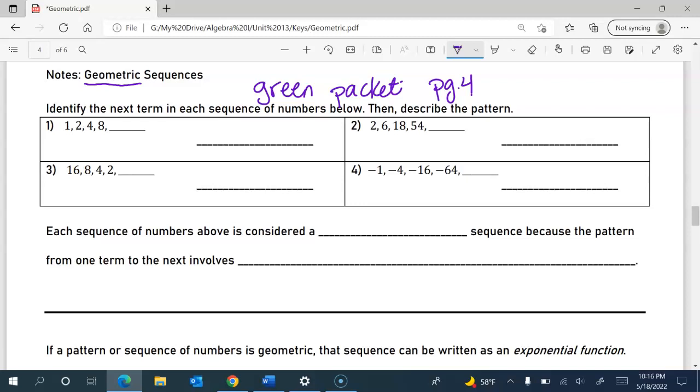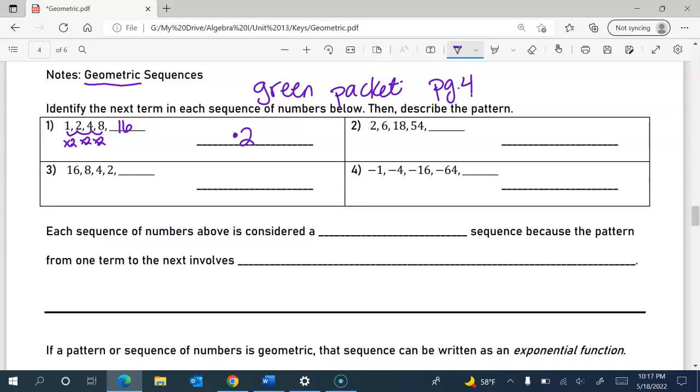Okay. So geometric sequences. We know that this is a geometric sequence, but we need to figure out 1 times what gets me 2. Well, we multiplied by 2. Again, 2 times 2 gets me 4. 4 times 2 gets me 8. So I know that I'm multiplying by 2 every time, but I need to know the next term in the sequence. So 8 times 2 would be 16.